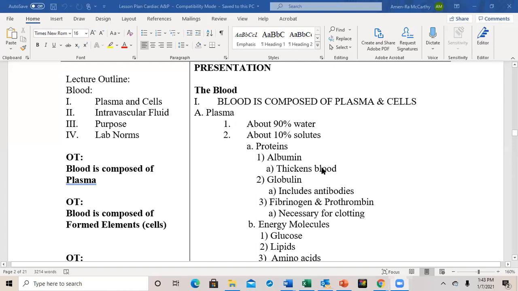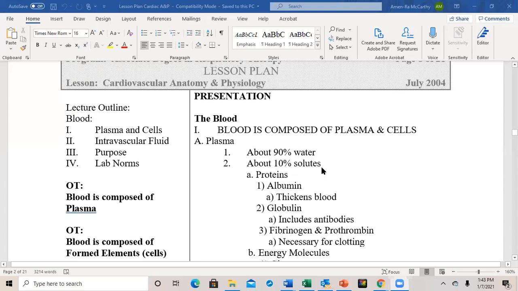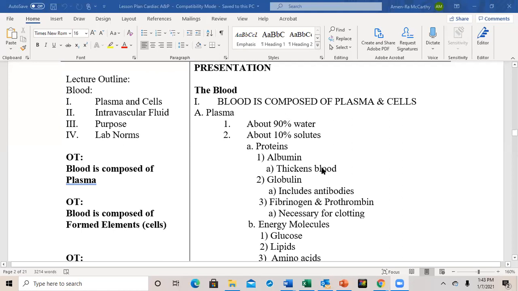All right, can y'all see the blood? It says the blood. Okay, you see it? Everybody can see it. I'm about to go and get started.